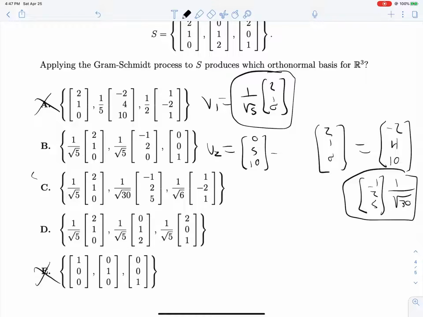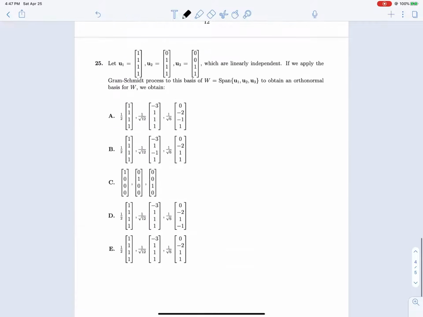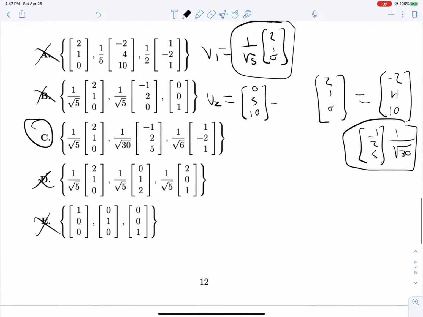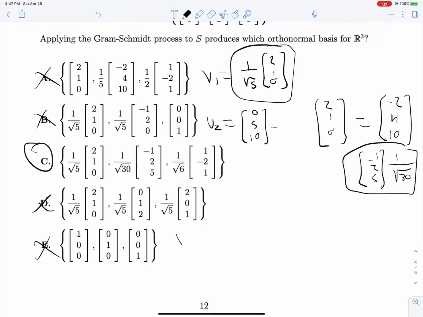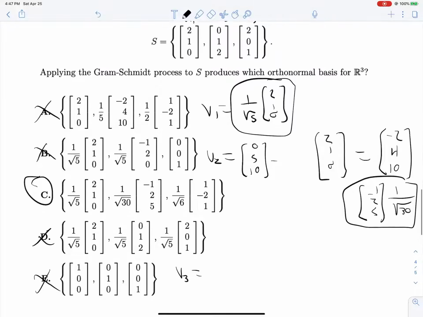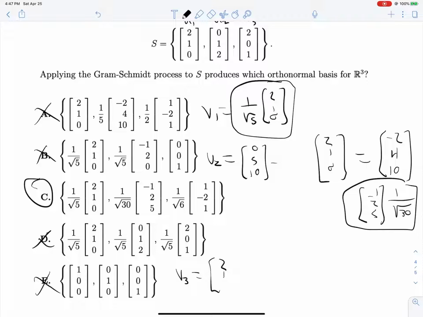Just as I was saying before, this is one of the nice questions where you can only do 2 steps and end up with the answer, but I'm in a good mood right now. So, and yeah, we only have 1 question left, so might as well go through the whole thing. v3 will be u3, which is 2, 1, 0, minus the projection of u3 onto v1. So that dot product on top will give us 4. We're dividing by 5, multiplying by 2, 1, 0.